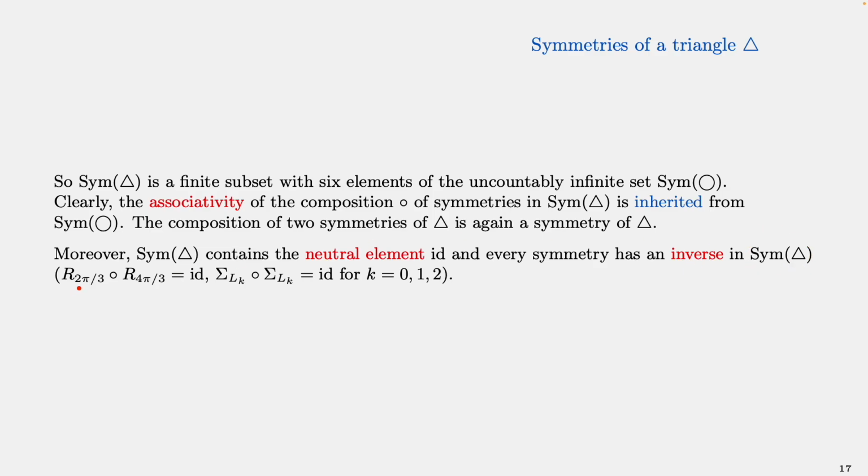So for the rotation 2 pi over 3, the inverse is just 4 pi over 3. So we have a 1/3 rotation combined with a 2/3 rotation. We get the full rotation, which is the same as not doing anything if we rotate once by 2 pi. And of course then the inverse of this one is this one. And for the reflections, again, we simply have the property that each reflection is its own inverse. So reflecting twice across the same axis is as good as not doing anything.